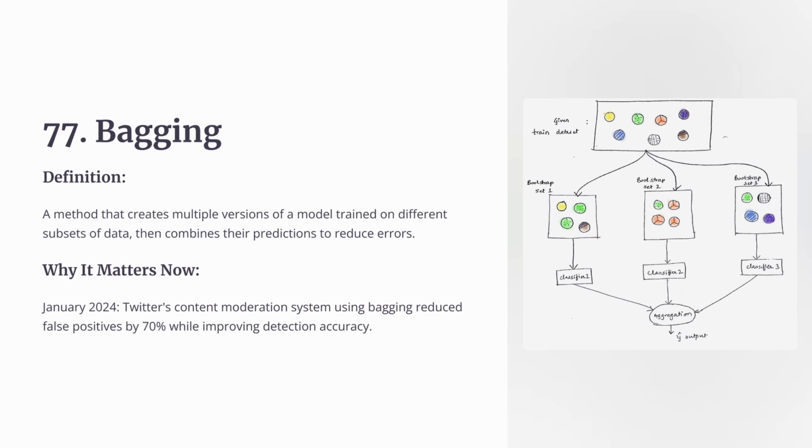Bagging is a method that creates multiple versions of a model trained on different subsets of data, then combines their predictions to reduce errors. Think of this like asking different groups of people to solve the same puzzle, then combining their best insights. Twitter's success with content moderation shows how powerful this is. By combining multiple perspectives, they're catching harmful content more accurately while making fewer mistakes.